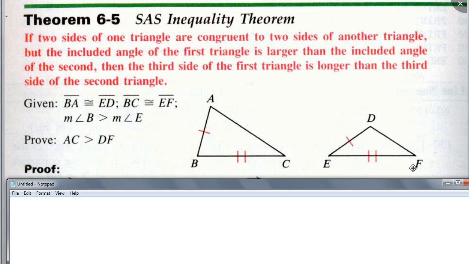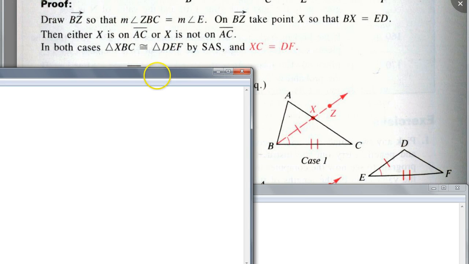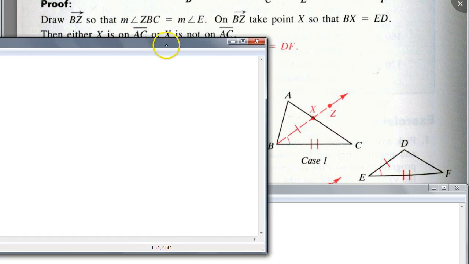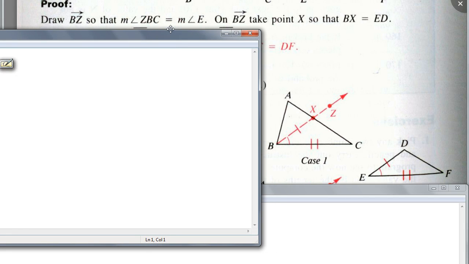Let me show you how this works. What we're going to do is draw an auxiliary line, as before. We're going to draw this auxiliary line BZ such that, can somebody read this for us? How are we going to draw this BZ in this triangle? Go ahead, Kevin. How are we going to draw this?